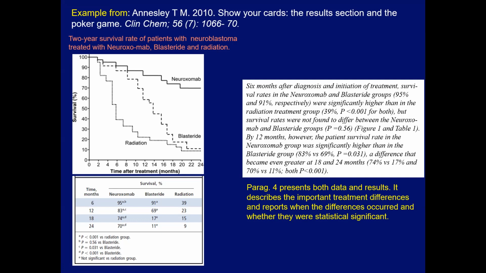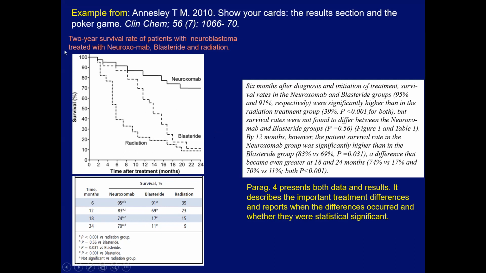If we focus on this paragraph, we can feel very clearly that this represents both the facts, which is the data of those 3 groups, as well as the results following testing, doing a statistical analysis test between those 3 groups. So he described the important treatment differences and reported when the differences occurred and whether they were statistically significant.